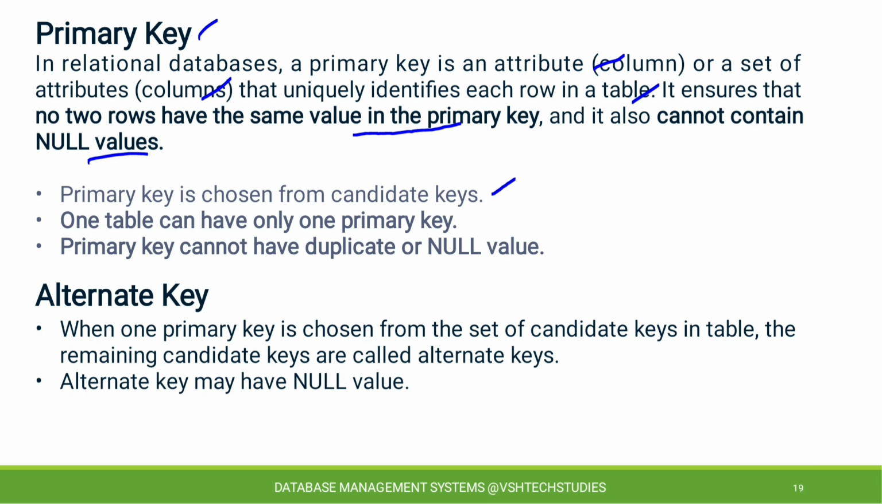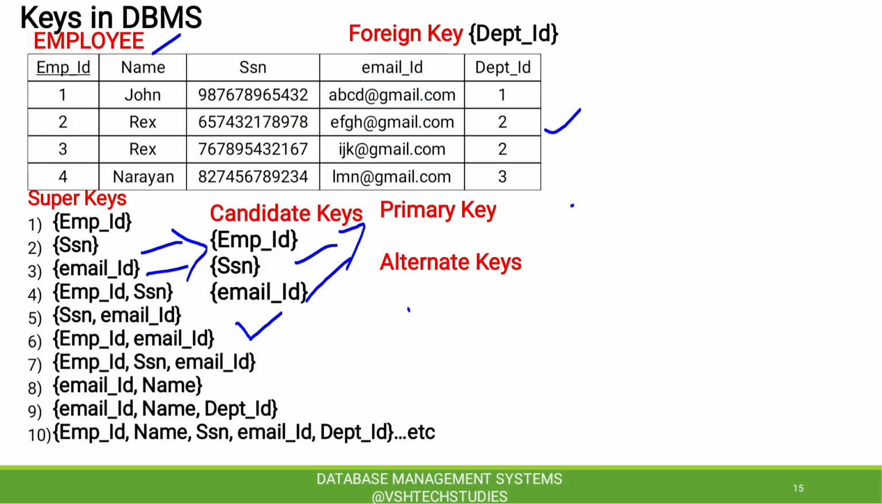One table can have only one primary key. Primary key cannot have duplicate or null values. Now here, among three candidate keys available in this table, only one key is chosen as primary key, and that is the responsibility of the database administrator, who is responsible for maintenance of the database.